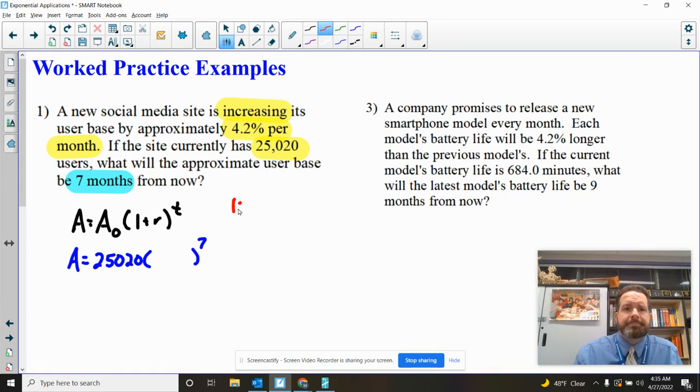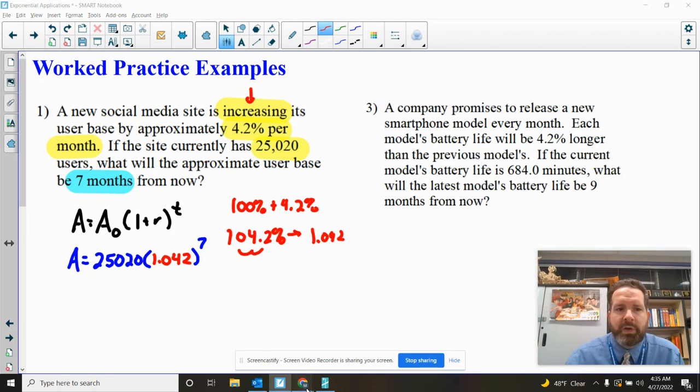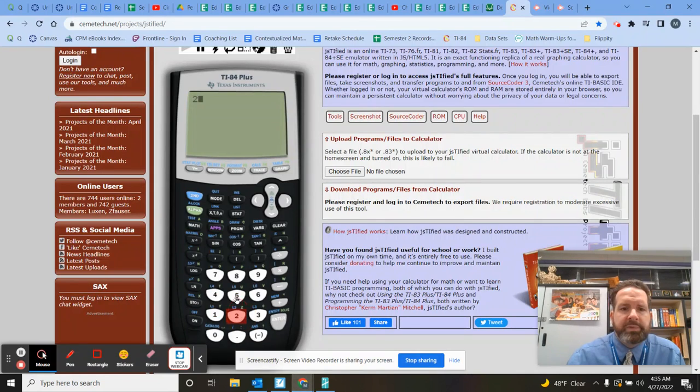For the multiplier, always start with 100%. We are increasing by 4.2%. So that is 104.2%, which has a decimal. It's going to be 1.042. So let's pop this into our calculators.